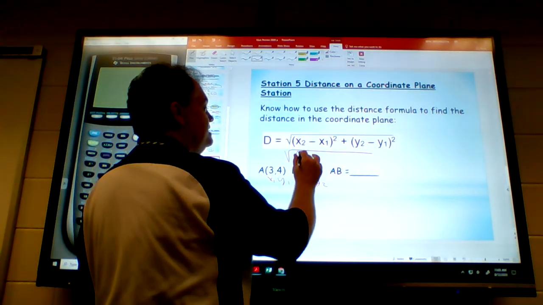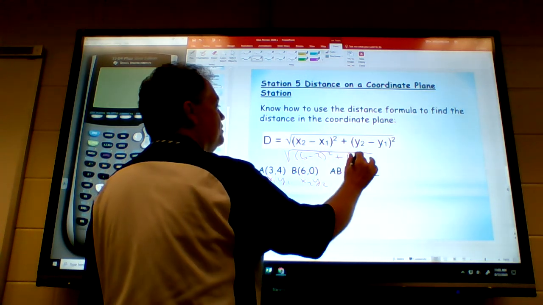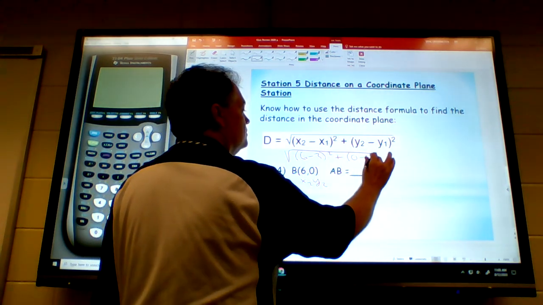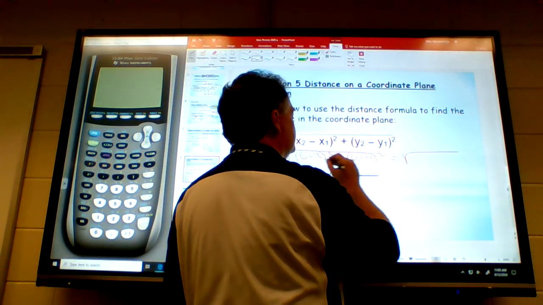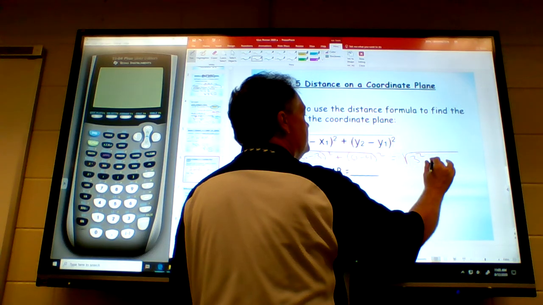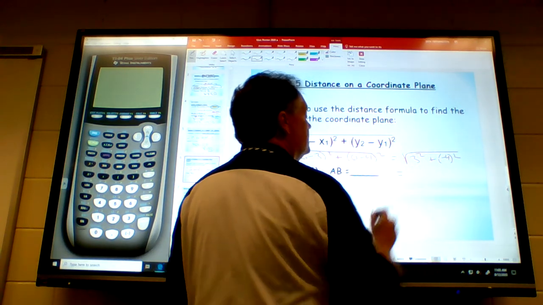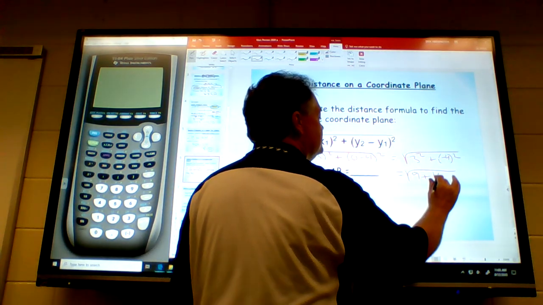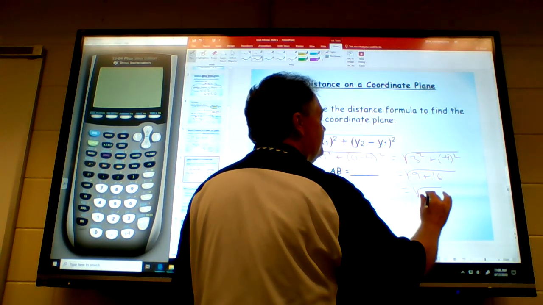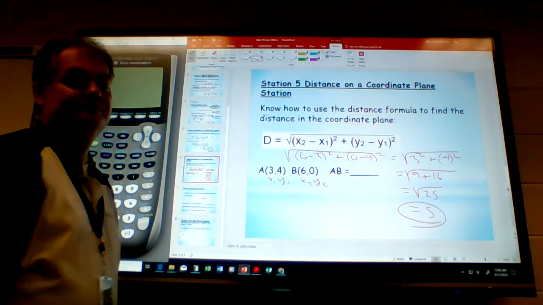Okay, so X2 is 6 minus 3 squared plus 0 minus 4 squared, which is going to be, in this case, 3 squared plus negative 4 squared. Now, either way, that's going to give us 9 plus 16, which is the square root of 25, which is just simply 5. So the distance between those 2 points is 5.